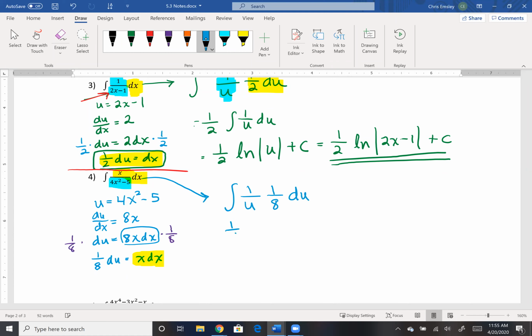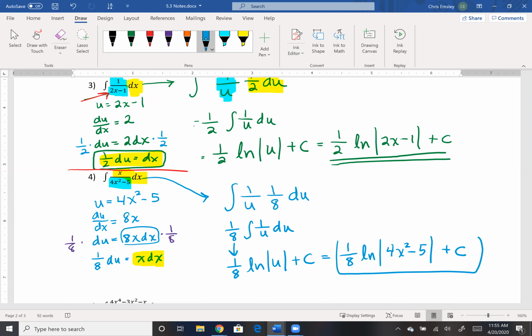So in place of the x dx, I'm going to put a 1/8 and a du. Again, I just like to write my 1/8 separate. You don't have to write that step. And that means that the 1/8 just carries down. The 1 over u is natural log of u. And we always have plus the constant at the end. And then we get our x's back into the problem. Replace that u with its equivalent expression in terms of x. Questions?